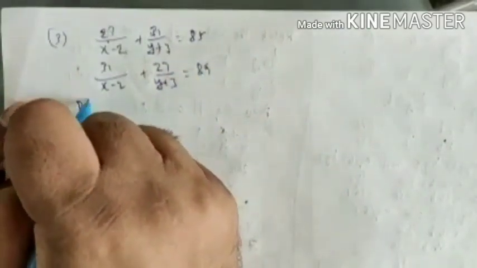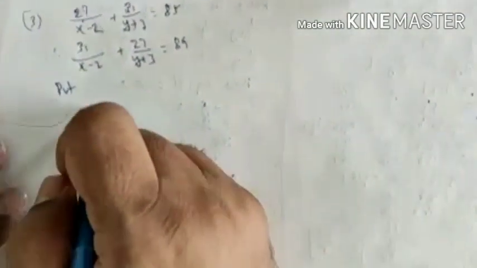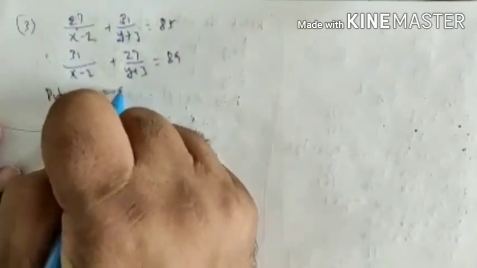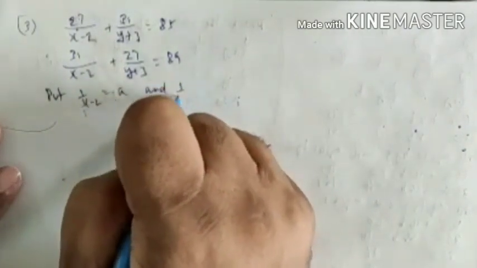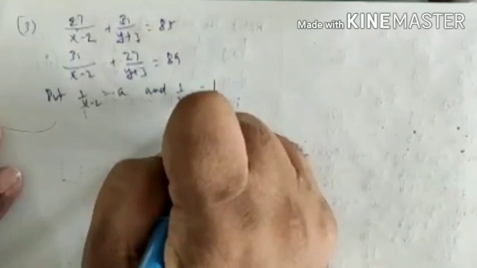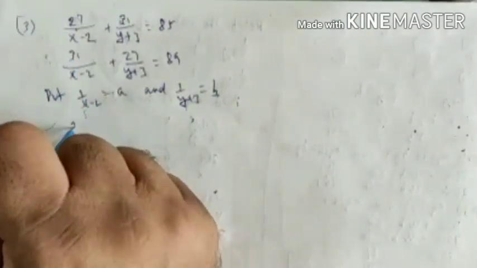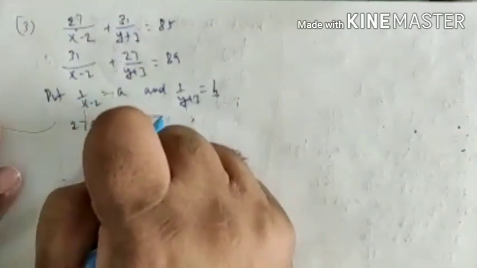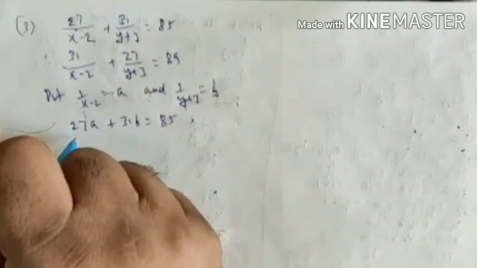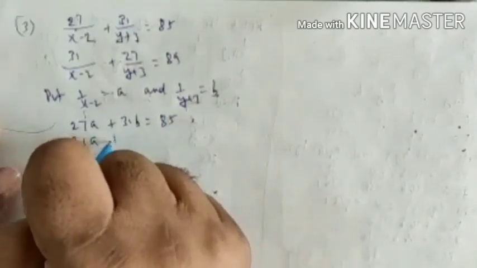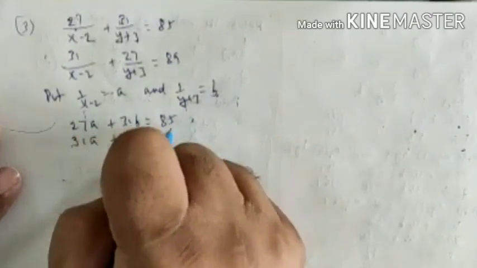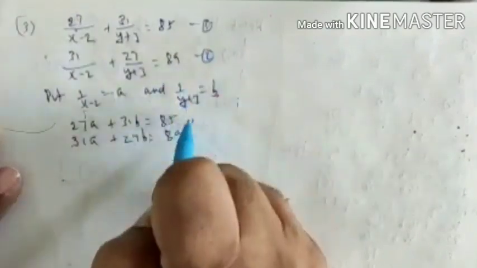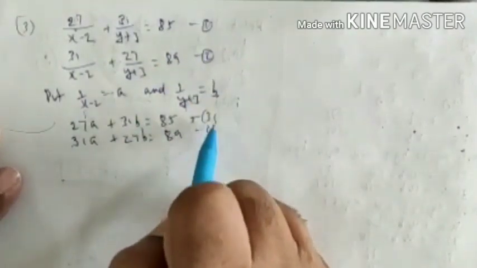Here we shall put 1 upon x minus 2 is equal to a and 1 upon y plus 3 is equal to b. So our equations will become 27a plus 31b equal to 85. Here 31a plus 27b equal to 89. See, this is equation 1, equation 2, and now we have got equation 3, equation 4.